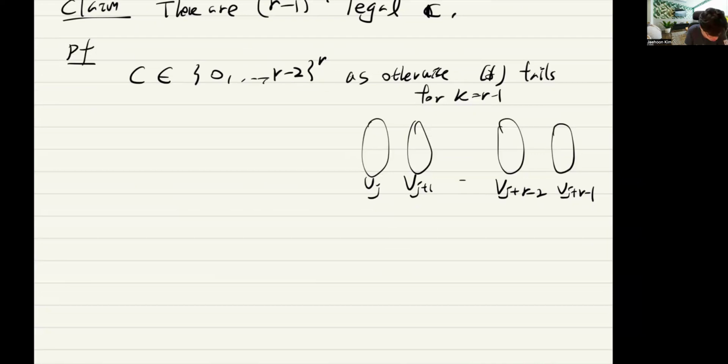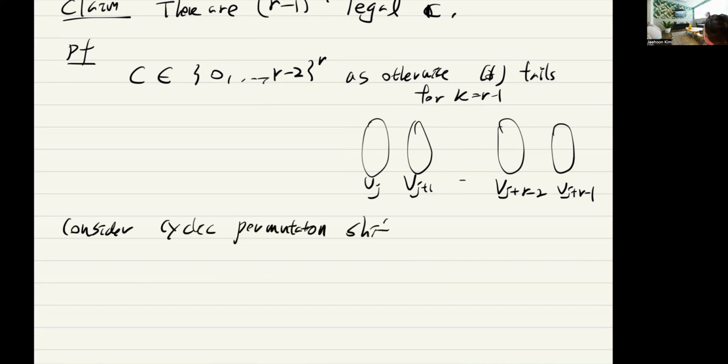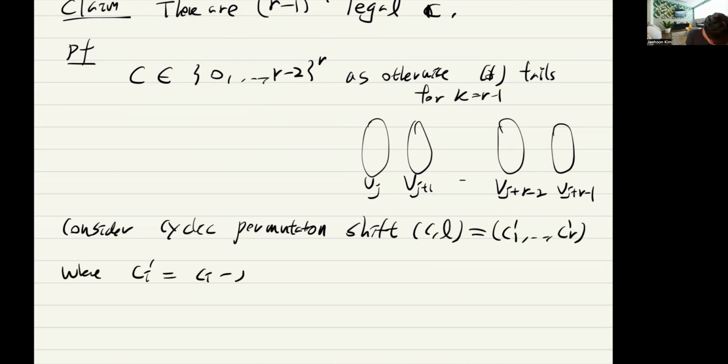And we consider cyclic permutation, meaning that let's say this be C prime 1 to C prime R, where the C prime i is Ci minus L mod R minus 1. So if the original one was like 1, 2, 1, 3, 2, that means X1 is here.